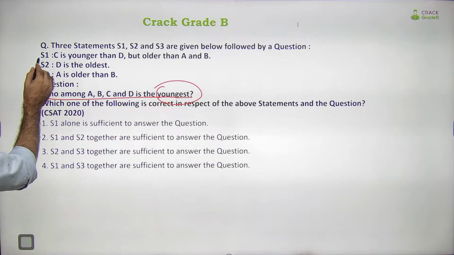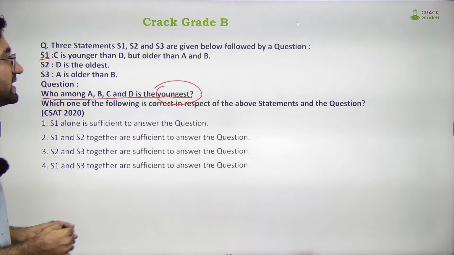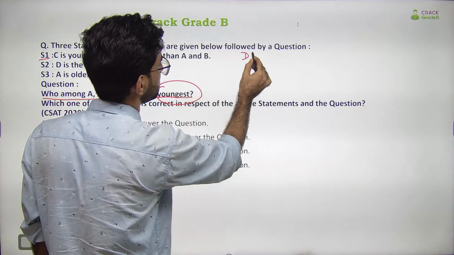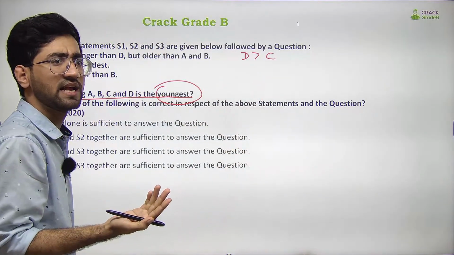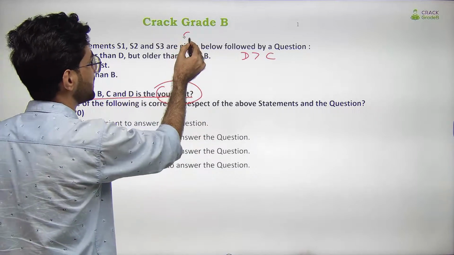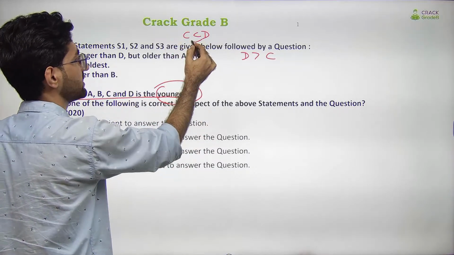So let us look at statement 1. C is younger than D. If C is younger than D, what does it mean? That D is elder than C. And okay, a few people will express this data in this way. Okay, you are still doing correct.